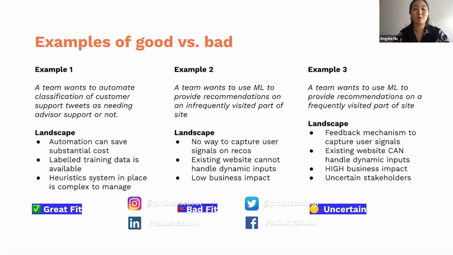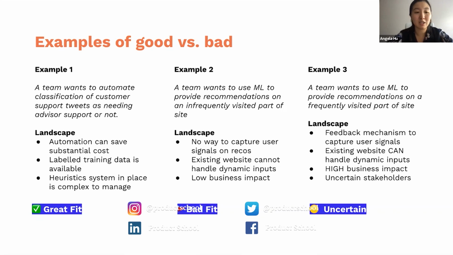So this was almost the perfect scenario for us to consider a machine learning application, given that there was already a heuristics or rules-based system in place that a team was managing. This was a great fit for us, since we wanted to be able to show the lift our model could provide over the rules-based system.